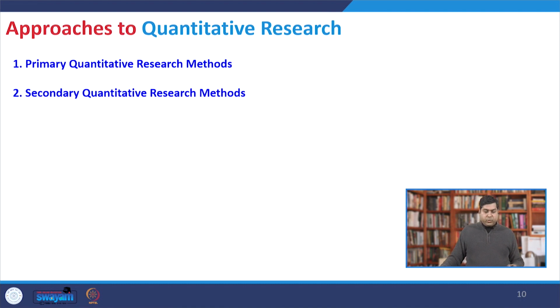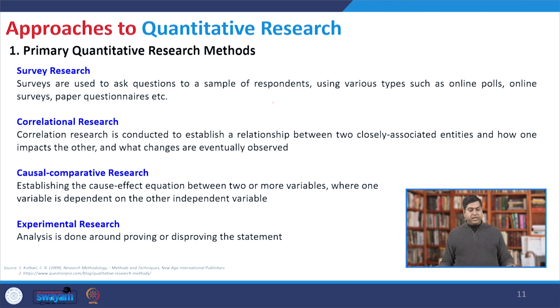Now coming to the approaches to quantitative research, it may be through primary data collection or through secondary data collection. For primary quantitative research methods, we can go for survey research, where surveys are used to ask questions to the sample respondents using various options, like online polls, online surveys, paper-based questionnaires, or a mixture of those.